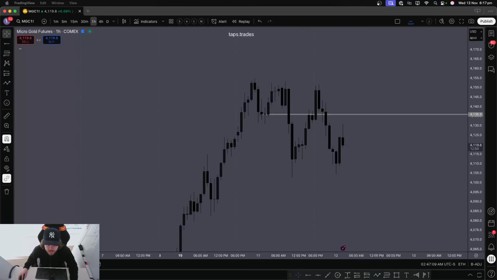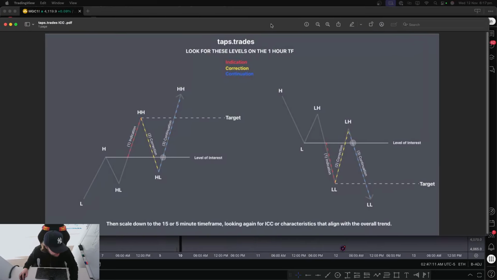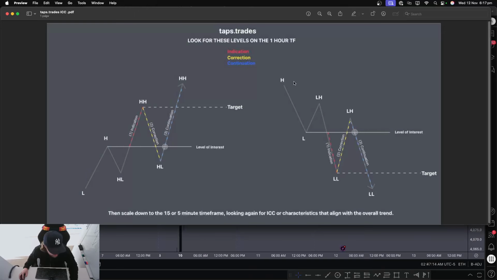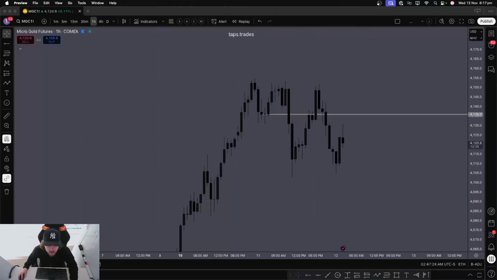So if we go back to that drawing again, guys, this is the exact characteristics of the downtrend. So we've got the high, the lower high, and then we create that indication, which is the lower low. So perfect, we've got that. So that is the indication phase. What then happens is we get the correction phase.